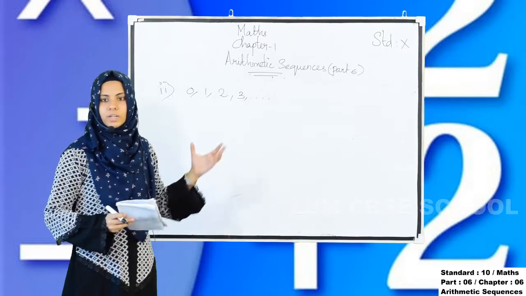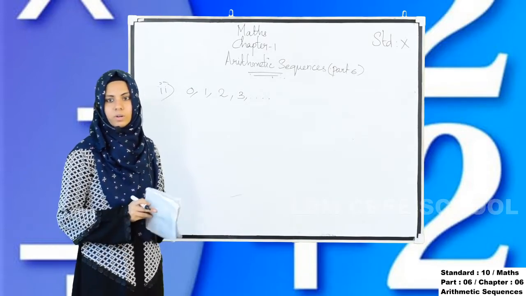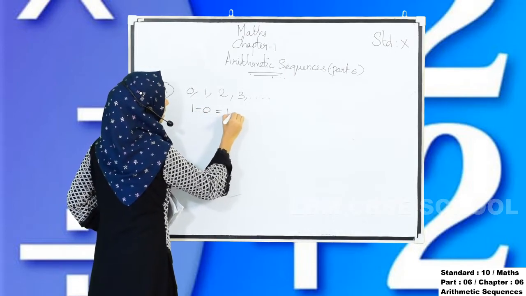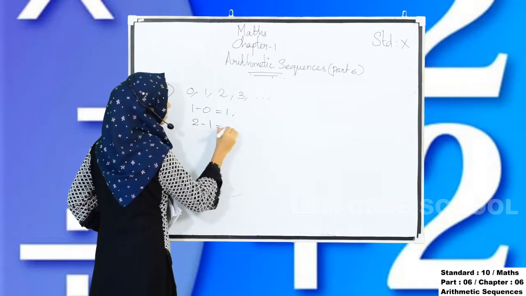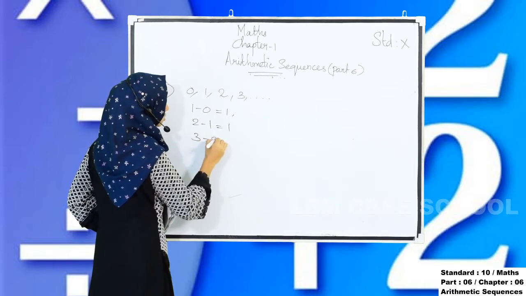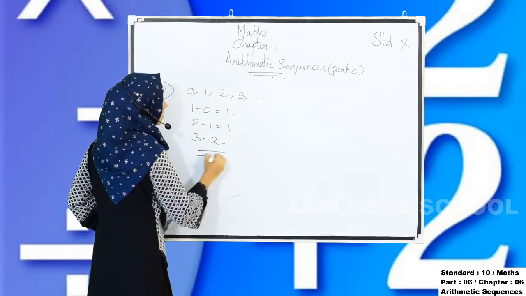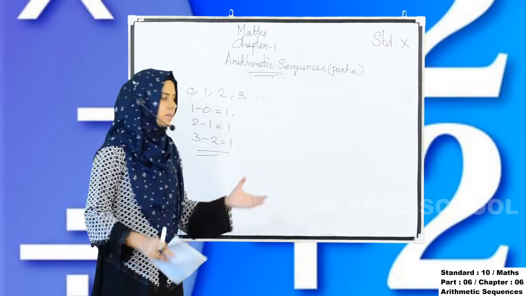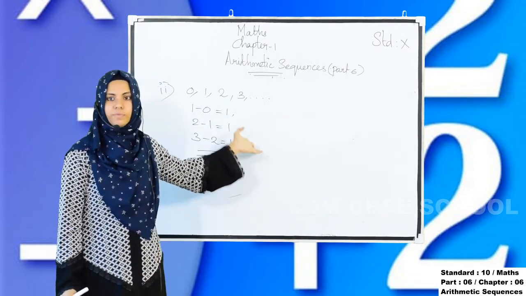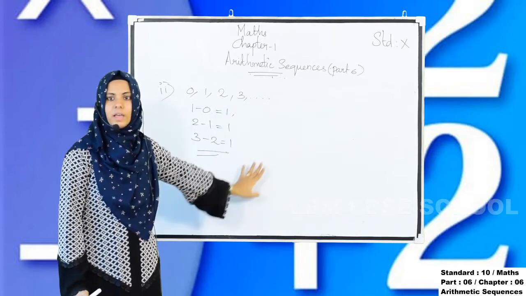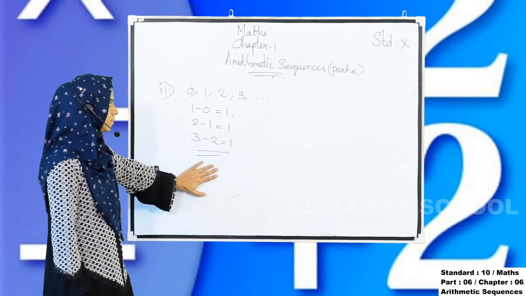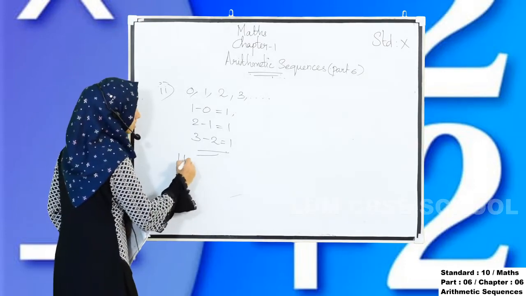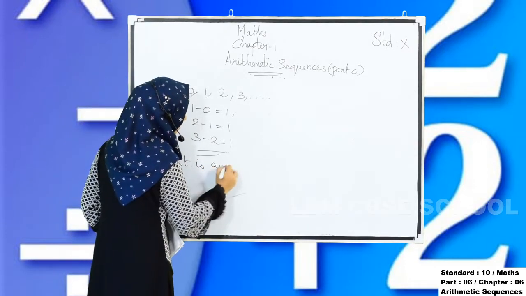Then we want to check whether it is an arithmetic sequence or not. So 1 minus 0 is 1, 2 minus 1 is 1, 3 minus 2 is also 1. From this we can say that the common difference is the same for this series, and so it is an arithmetic sequence. So it is also an arithmetic sequence.